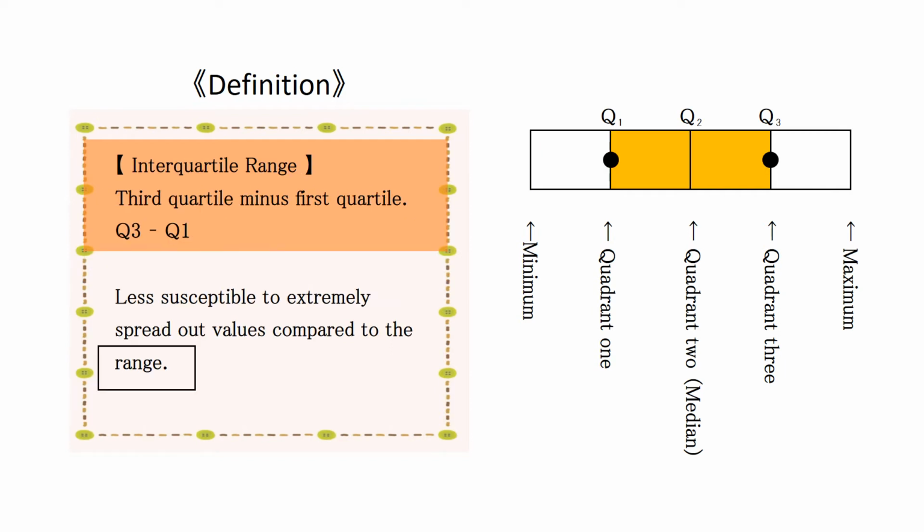The third definition is for interquartile range. The third quartile minus the first quartile is called interquartile range. Interquartile range is less susceptible to extremely spread out values compared to range.